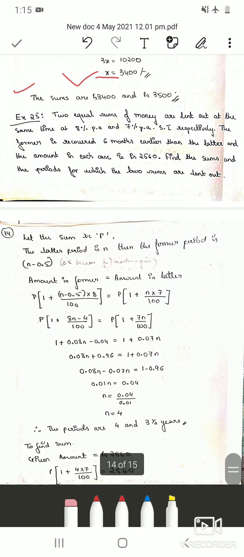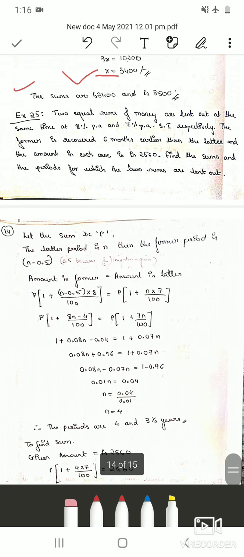So the 25th question is, two equal sums of money are lent out at the same time at 8% per annum and 7% per annum simple interest respectively. The former is recovered 6 months earlier than the latter, and the amount in each case is rupees 2560. Find the sums and the periods for which the two sums are lent out.